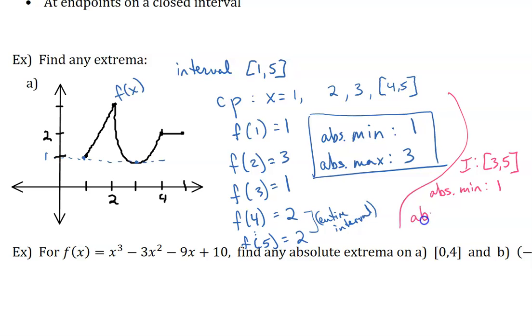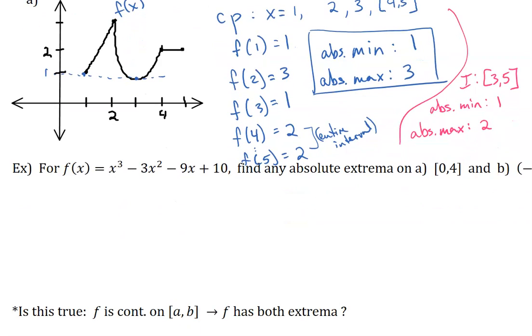But the absolute max would instead be 2. And if I said where does it attain that maximum value, it would be everywhere on the interval from 4 to 5. Okay, so be careful that you are talking about y values, not x values when we look at absolute extrema.